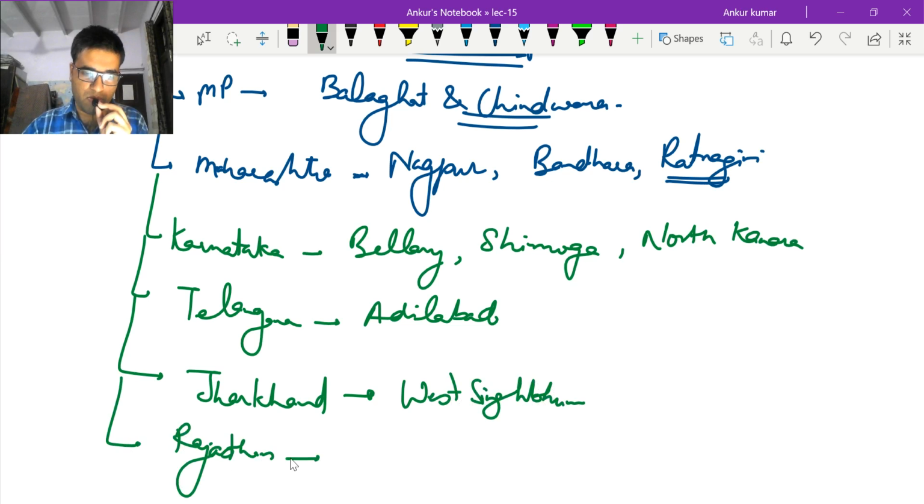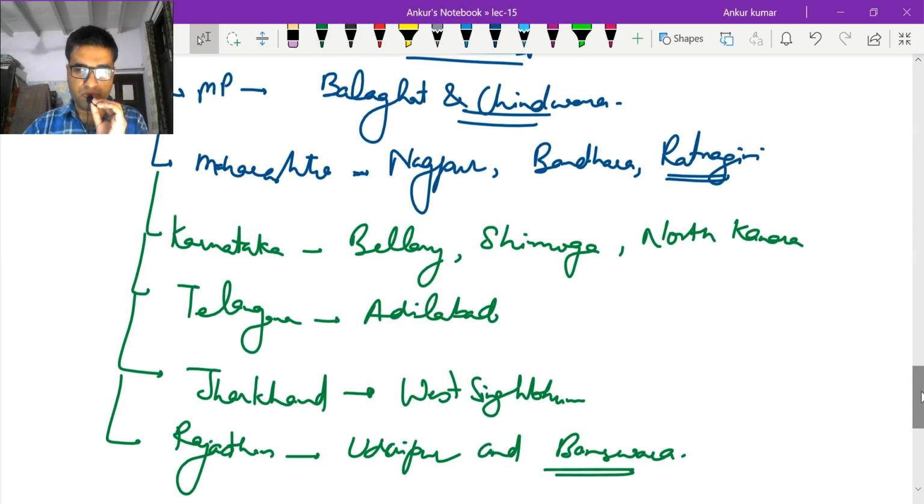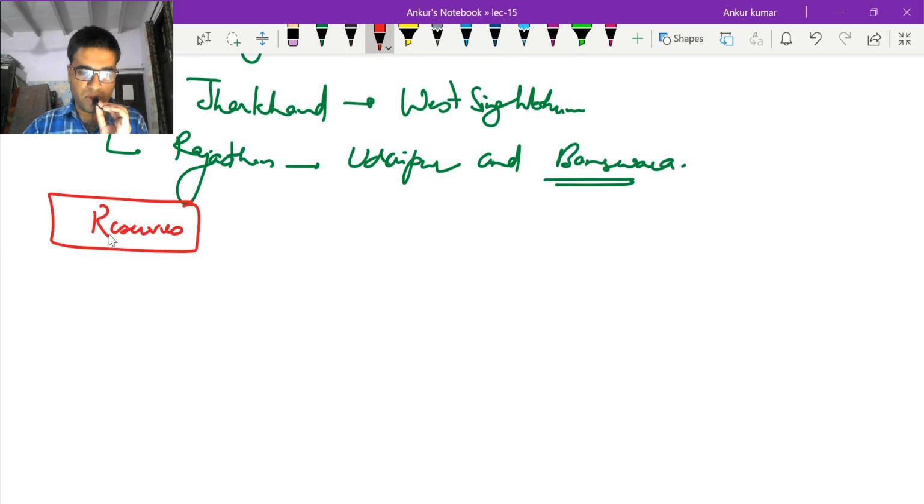In case of Rajasthan, the districts that we have to remember for the manganese reserves are Banswara and Udaipur. Udaipur and Banswara, right? So these are the areas or the reserves of the manganese. Okay. Now when it comes to the manganese, again we will do the reserves and the production centers, that is the order.